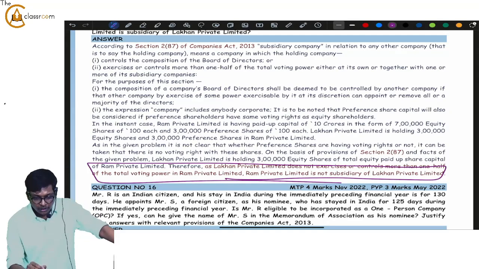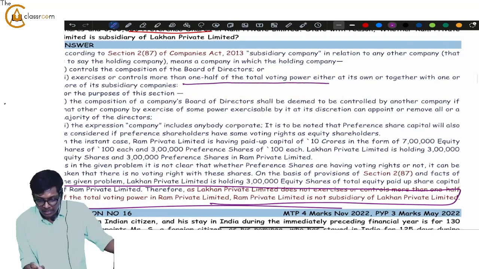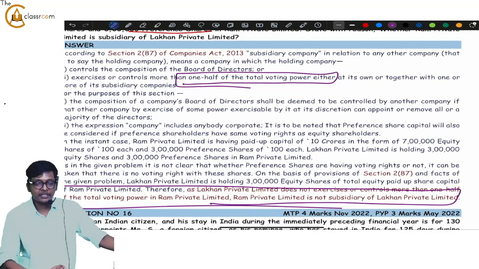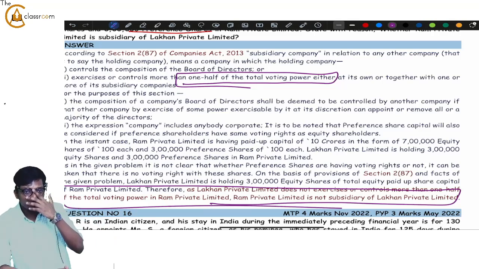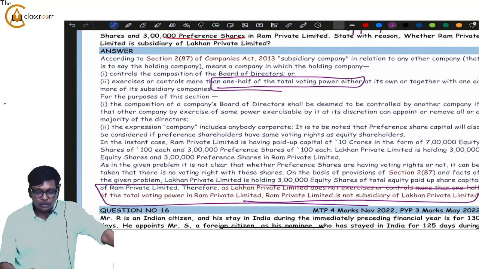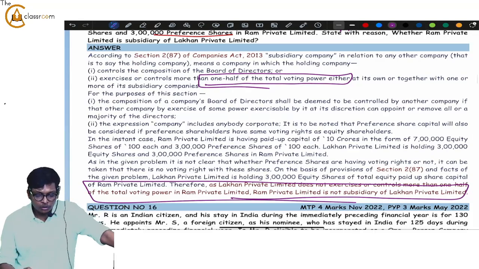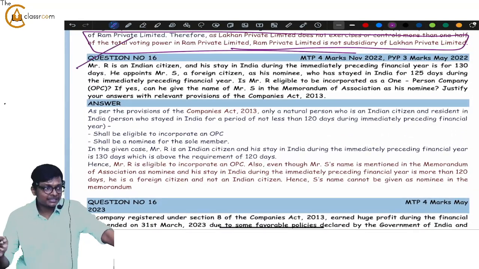But you should write the full computation in the answer. Remember, guys, the key phrase is half of total voting power. Not paid up share capital, not equity shares, not preference shares. If they tell you preference shares have voting power, count that also. In the existing voting power, do you have more than half? More than half, not equal to. Are you following, guys?